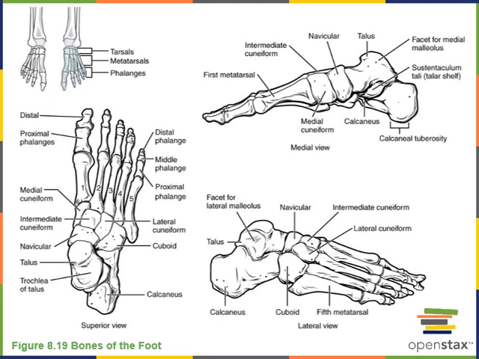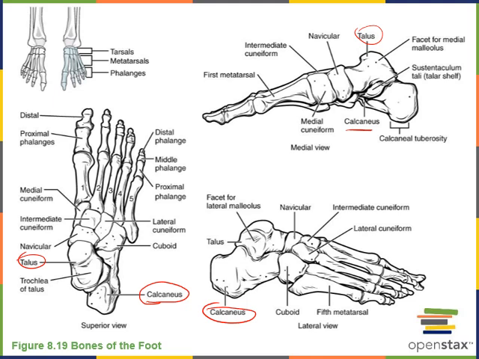Here we see an illustration of the bones of the foot. The tarsals are short bones found in the ankle and the posterior pedal region. Here we can see the talus articulates with the tibia to form the ankle joint. The talus is the second largest of the tarsal bones, and the talus articulates with the largest tarsal bone, the calcaneus. The calcaneus forms the heel.